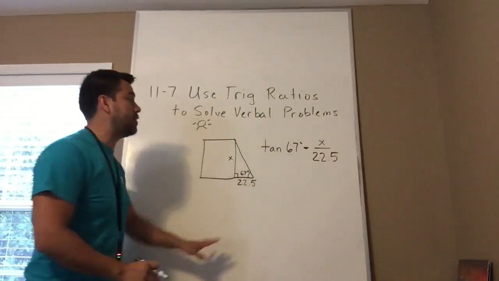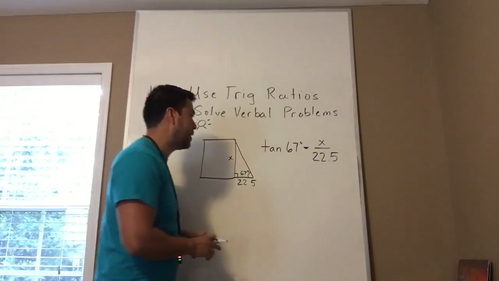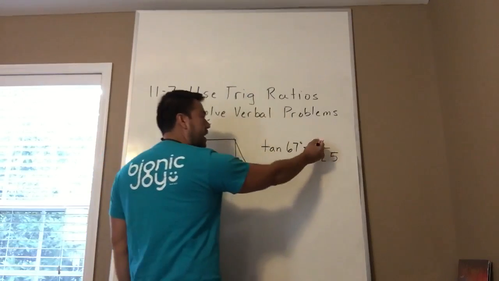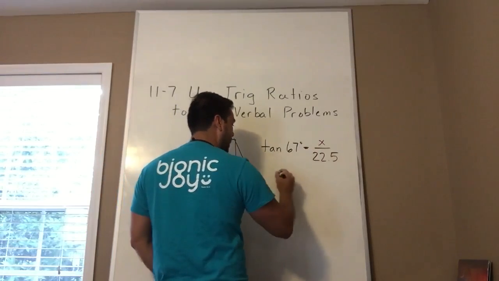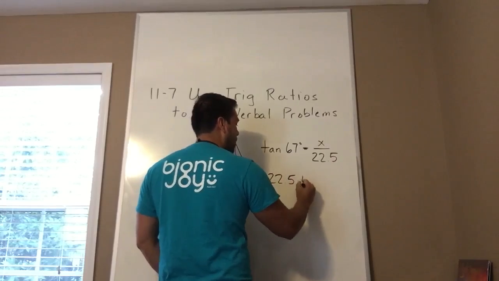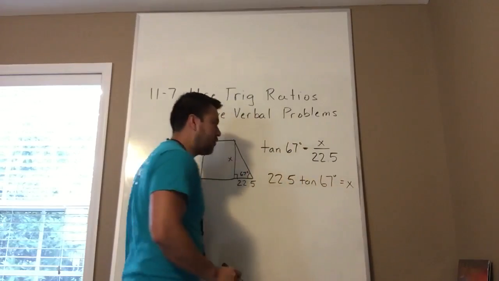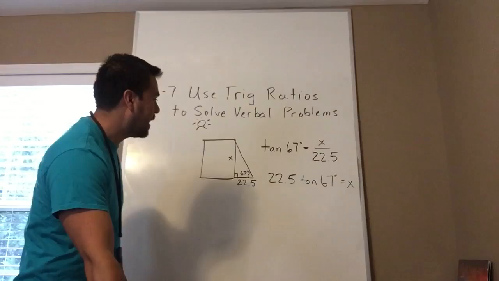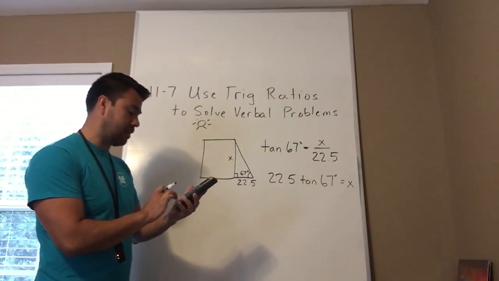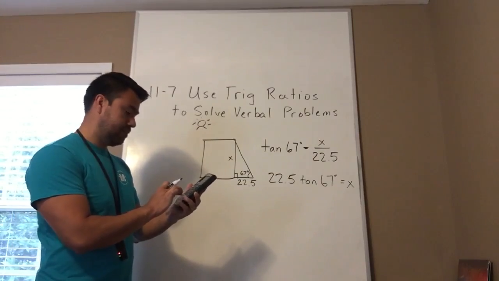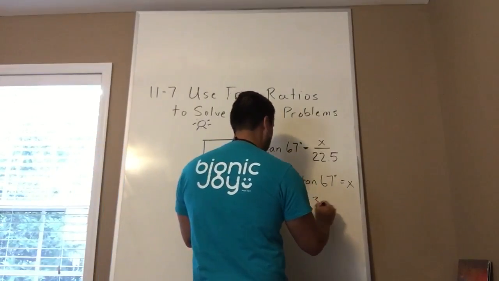Okay, so now I have enough to solve for a missing side. So I'm going to go ahead and use my solving skills. If I know that x is on the top, remember, if the variable is on the top, I'm going to multiply both sides by 22.5. And this is what I'm left with: 22.5 tan 67 equals x. So I'm going to go ahead and put that into my calculator, and I get 53.